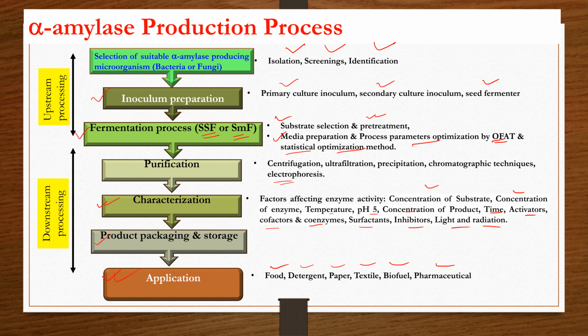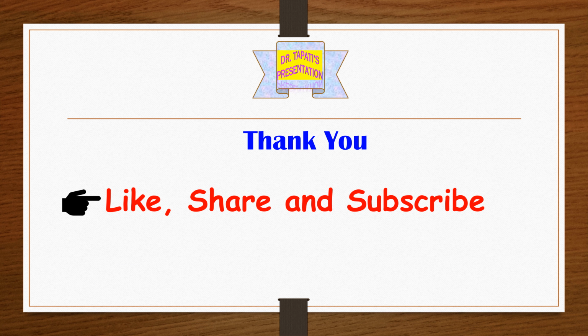Upstream processing means from selection of a suitable microorganism to the actual fermentation process. That means production of alpha-amylase in SSF and SMF condition. Up to this step is upstream processing. And downstream processing means from purification to the application step. So upstream processing as well as downstream processing together, these two processes are involved in alpha-amylase production.